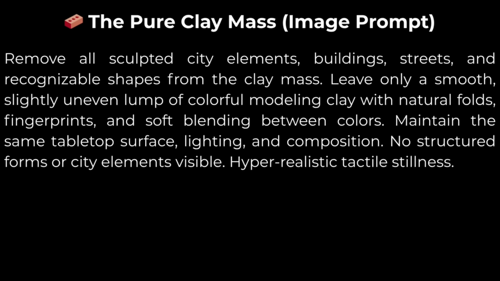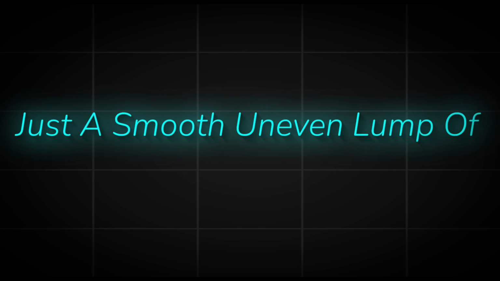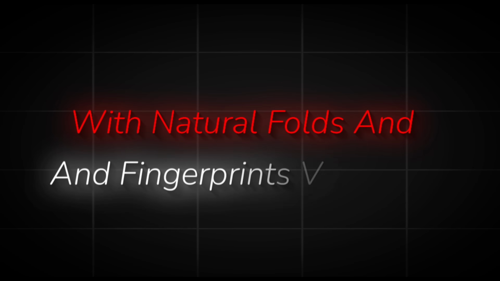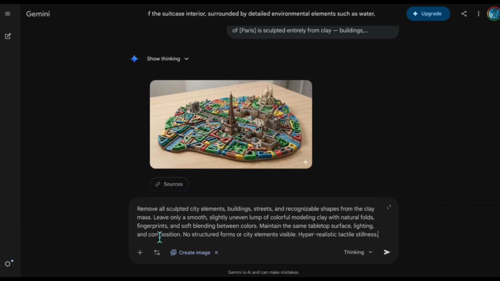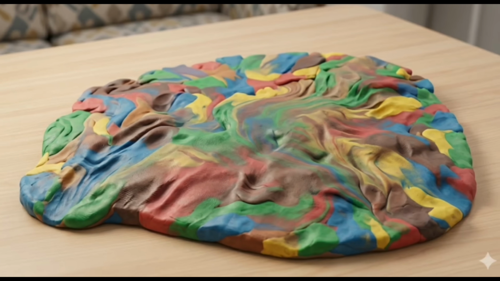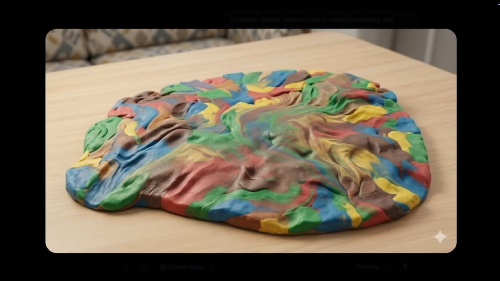The pure clay mass prompt removes every sculpted element from the clay. No buildings, no roads, no recognizable shapes. Just a smooth, uneven lump of colorful modeling clay with natural folds and fingerprints visible on the surface. I paste the prompt and generate. Every city element disappears. Just raw clay resting on the tabletop, with the lighting and surface unchanged.